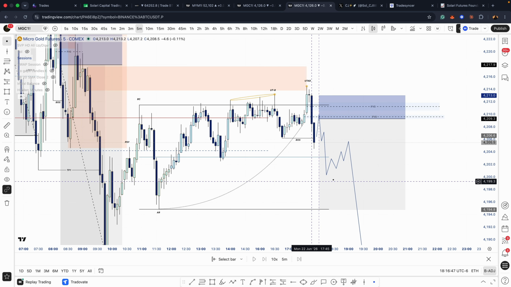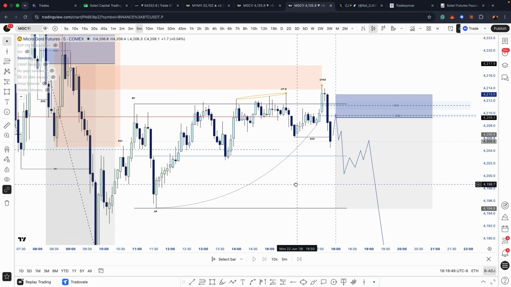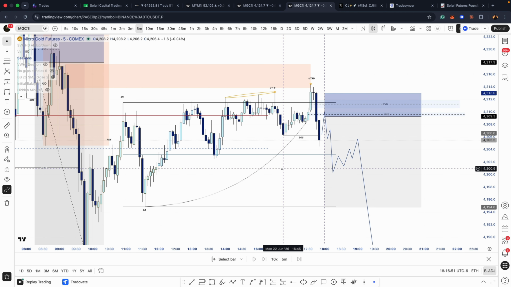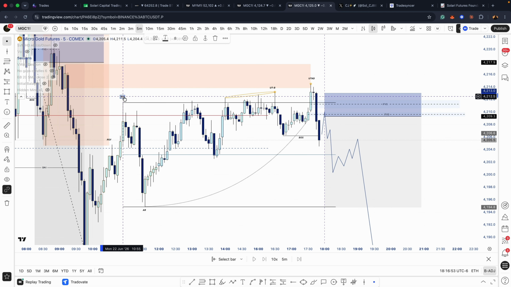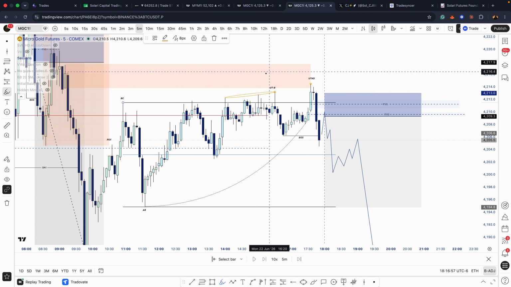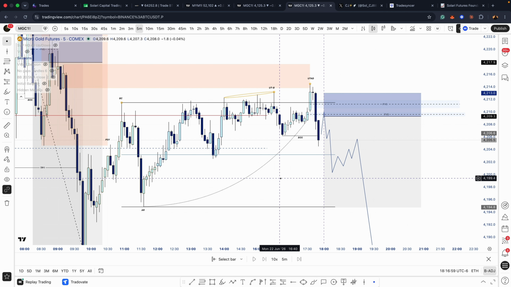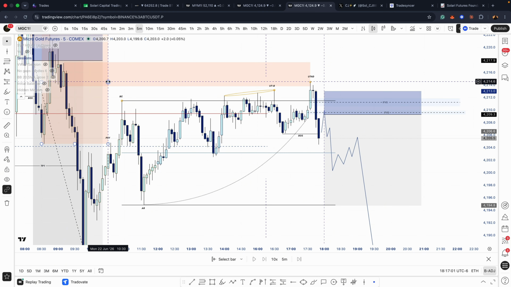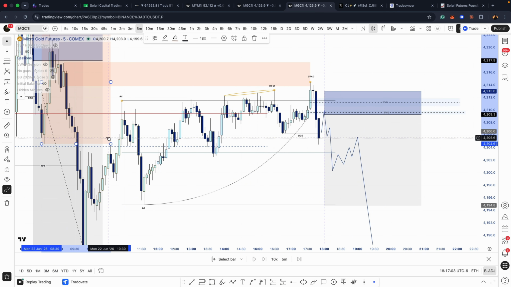So Asia's about to open. This was my pre-plan that I sent in my private community. We were on live as well, talking about it. Just realized I didn't build the model. There we go. So here is our model. We are ready now to take the trade.